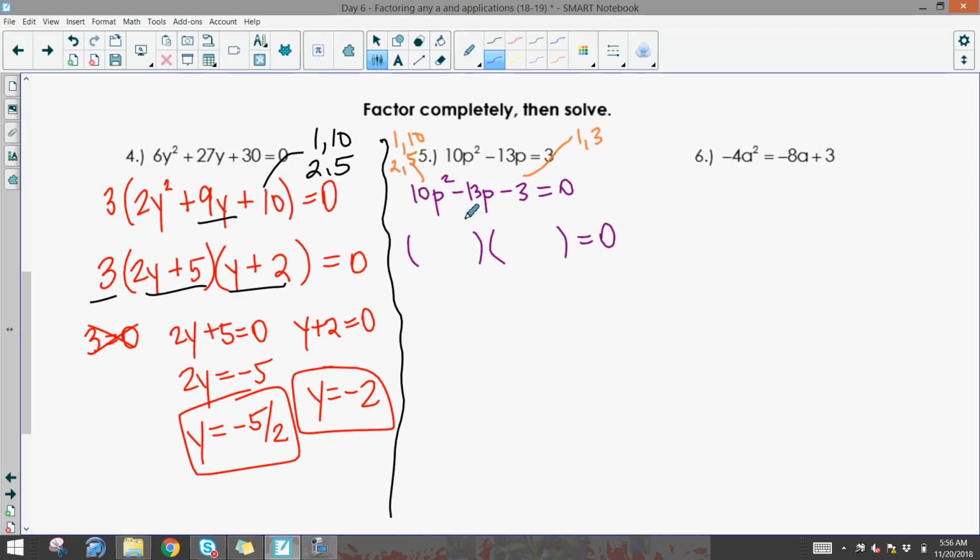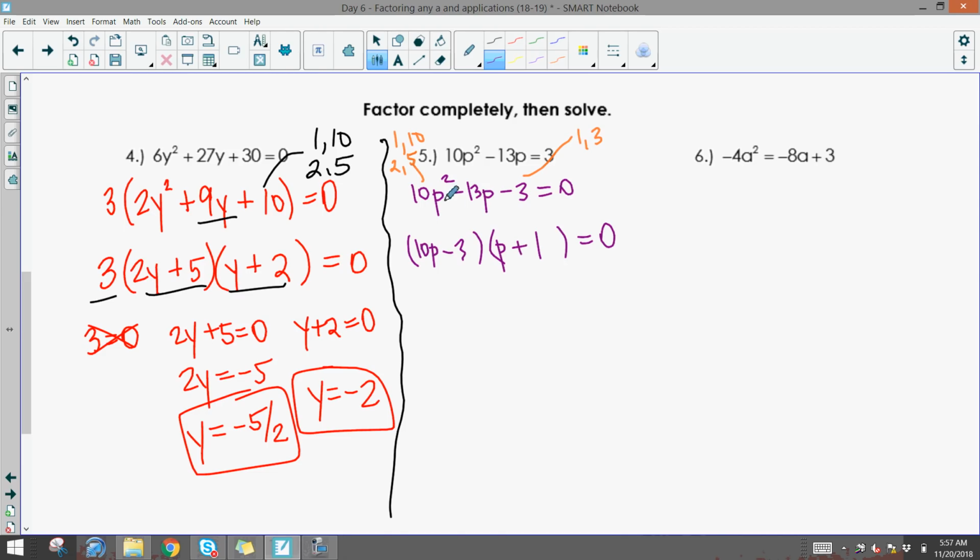So I'm trying to get to 13, and I'm going to look at that and say, okay, well, 10 and 3 can get me 13. So I'm actually going to start with the 10p and the p, which we don't normally do. And then I'm going to put the 3 here and the 1 here. So that hopefully I can get to a 3. Now when you do this, you end up with 10p times p is 10p squared. My signs, I'm going to need 1 negative, 1 positive.